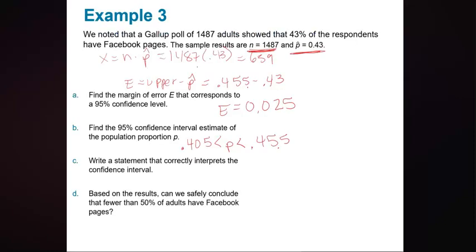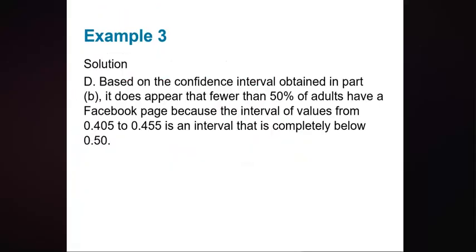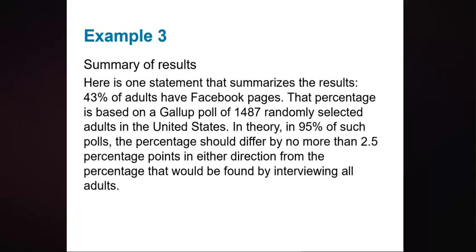All right. Based on the results, can we safely conclude that fewer than 50% of adults have Facebook pages? Well, looking here, we can see that this is 46%. So we believe that it's happening somewhere between 40 and 46%. So yeah, we can safely conclude that. Let's look a little bit more about what they're trying to say here and the summary of results here.